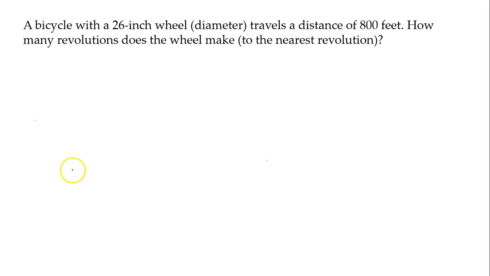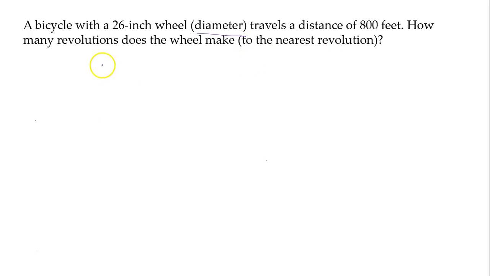Okay, another problem here. It says a bicycle with 26-inch wheel. This is in diameters, so be careful whenever you have diameter given to you. Most of your formulas use radius rather than diameter. Okay, it travels a distance of 800 feet. How many revolutions does the wheel make? And we're going to round to the nearest revolution.